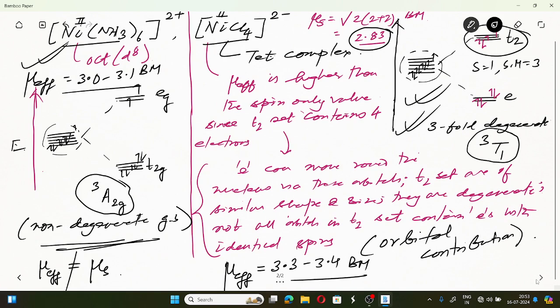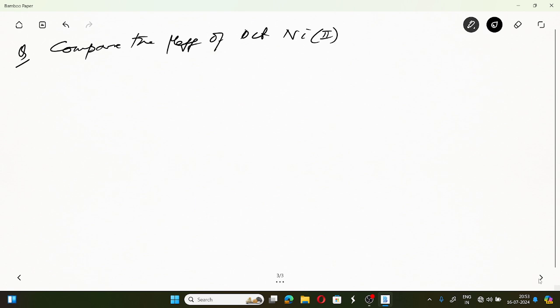তোমাকে কোয়েশ্চেনটা তাহলে কি দিচ্ছে? কোয়েশ্চেনটা এরকম দেয় যে কোয়েশ্চেন ফর্মে যদি লিখি যে compare the mu effective of octahedral Ni2 and tetrahedral Ni2 complexes. তোমাকে এরম দিতে পারে, but directly they can mention the complex directly.